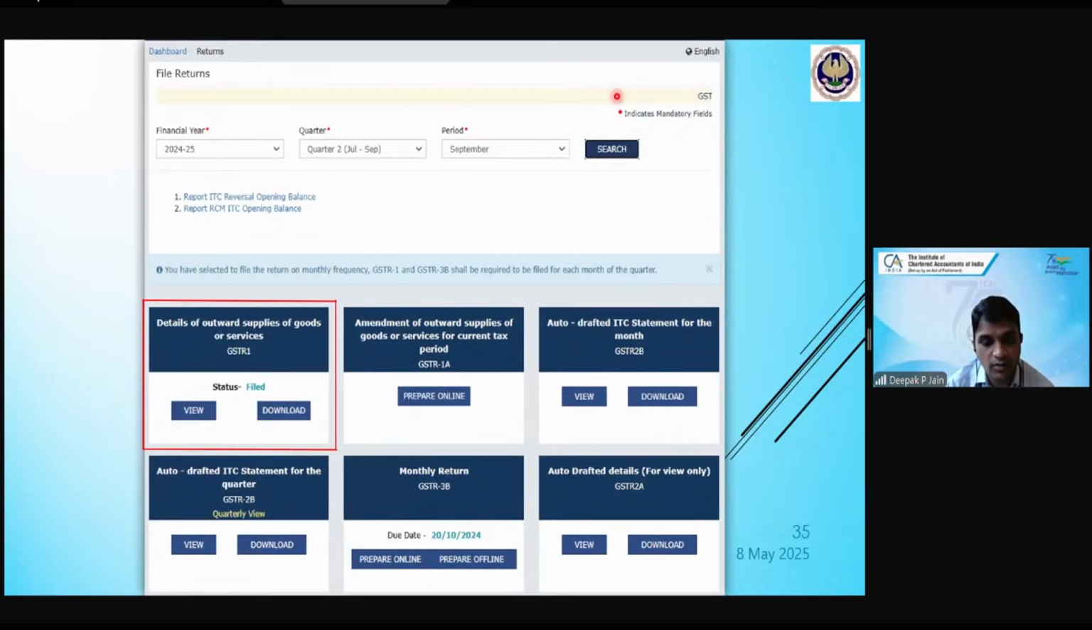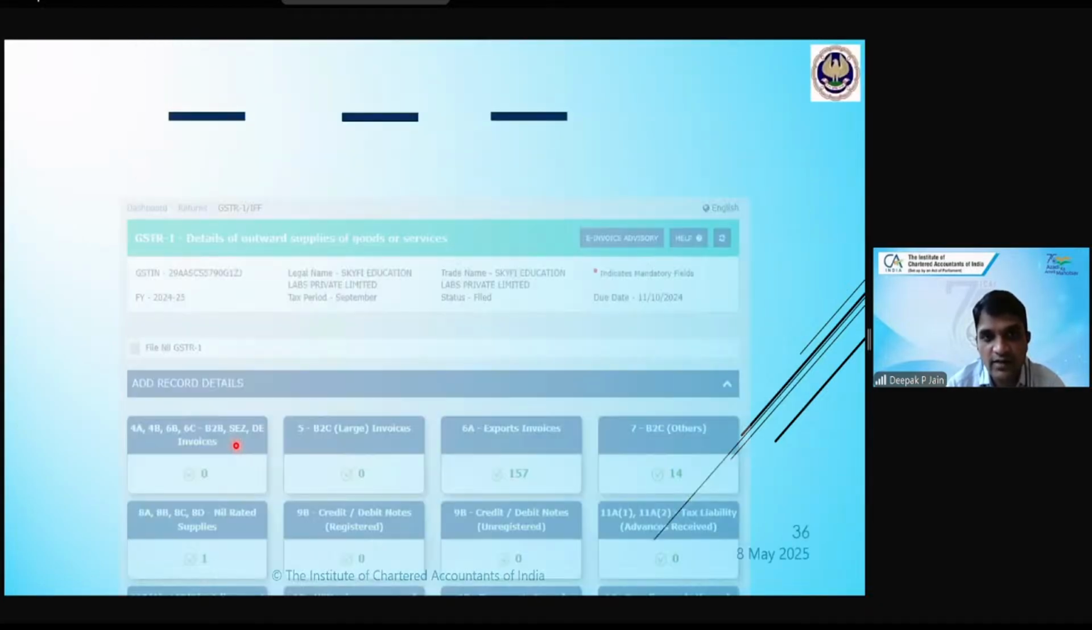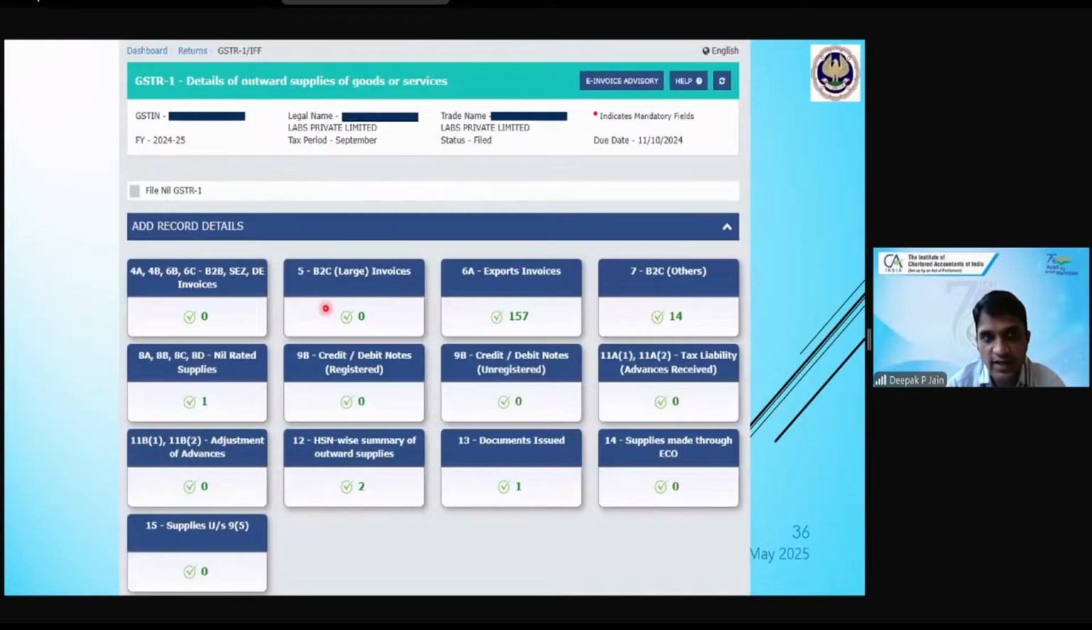So in the portal, you have an option of filing GSTR 1, GSTR 3B, GSTR 2B, which is viewable, and GSTR 2A also, which is the view only option. So when you go to the portal, click on GSTR 1. Once you click on GSTR 1, you have an option to view or to download. In this case, it is filed. Otherwise, you get an option of filing also.